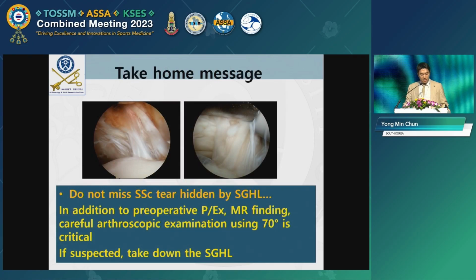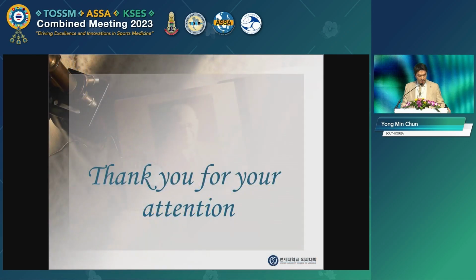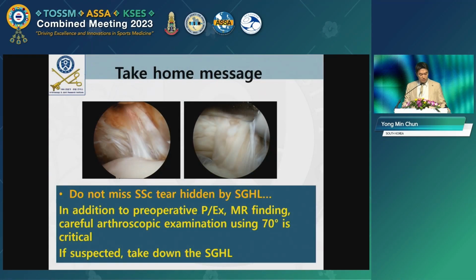So this is my take-home message. Do not miss the full-thickness subscap tear hidden by the superior glenohumeral ligament. In addition to the preoperative physical examination and MR findings, careful arthroscopic examination using the 70-degree scope is critical. If a subscap tear is suspected, take down the superior glenohumeral ligament.